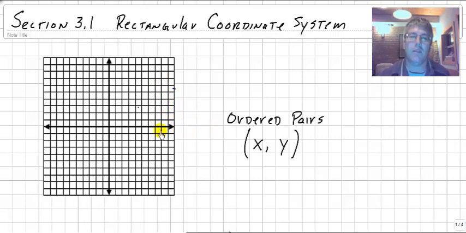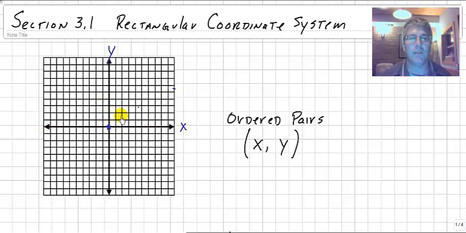It's formed by the intersection of two lines, a horizontal line, which is also known as the x-axis, and a vertical line, also known as the y-axis. So the x-axis is really the number line, where the x and y-axis meet. That's our origin. All the numbers to the right of the origin are positive along the x-axis. They're negative to the left along the x-axis.